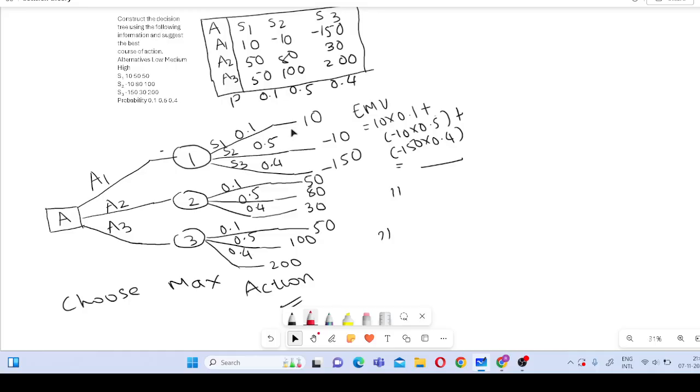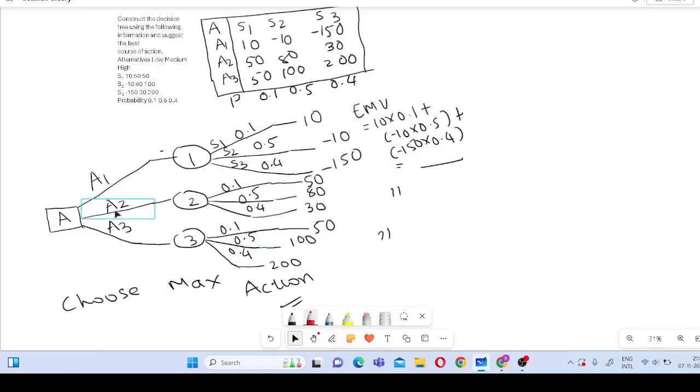Now, what you are supposed to do? You are supposed to mention the probability of S1, S2, S3 on each of these lines. And after that, you are supposed to mention the profit which you can achieve. For action A1, for state of nature S1, what will be the profit? 10. For action A1, state of nature S2, what is the profit? Minus 10. So in this way, you are supposed to make the entire table.